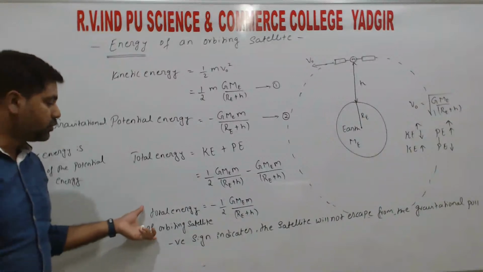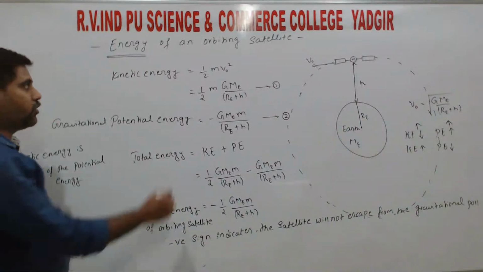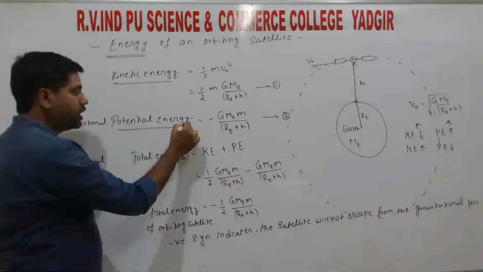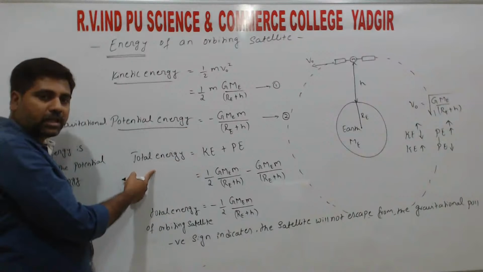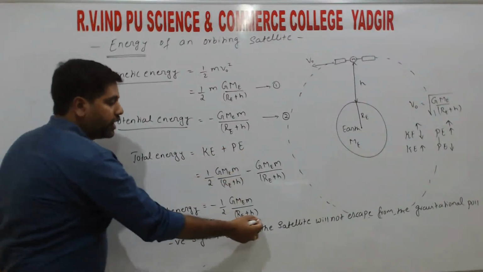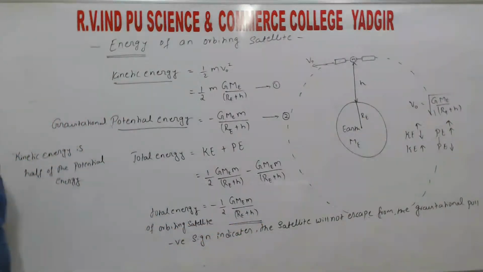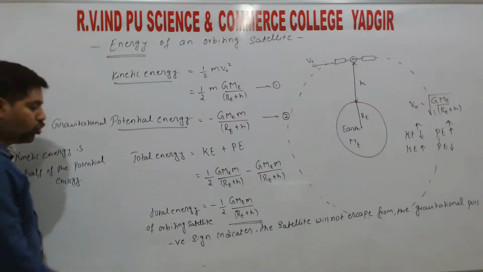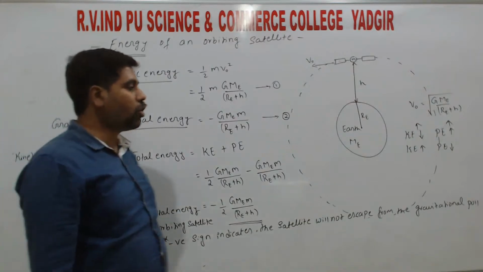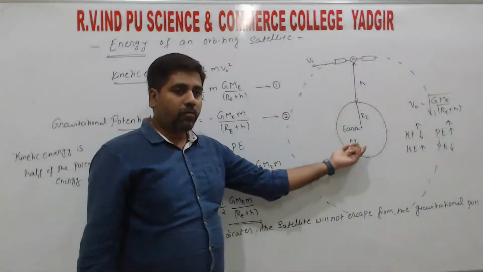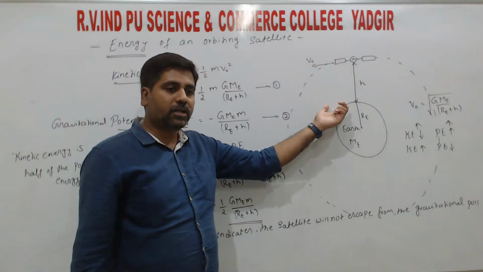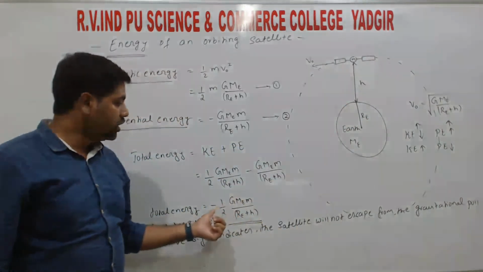So to obtain the expression for total energy, first we need to find the kinetic energy, right? Then potential energy. So the next relation is total energy, that is the sum of kinetic energy plus potential energy. We get the relation, right? So in this we have two concepts. One is the negative sign, which indicates that the object will be revolving around the planet, right? So it will not escape away from the gravitational pull. So that is what the negative sign indicates.